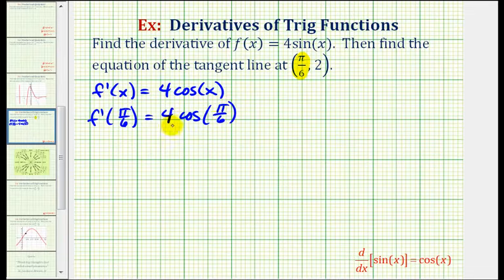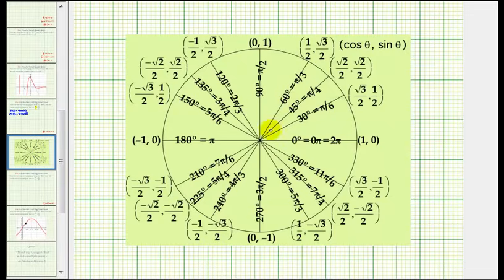We should recognize this cosine function value as square root 3 divided by 2, but just in case we don't, let's take a look at the unit circle. Here's the terminal side of pi over 6 radians. On the unit circle, the x-coordinate is equal to cosine theta. So cosine pi over 6 radians is equal to square root 3 divided by 2.